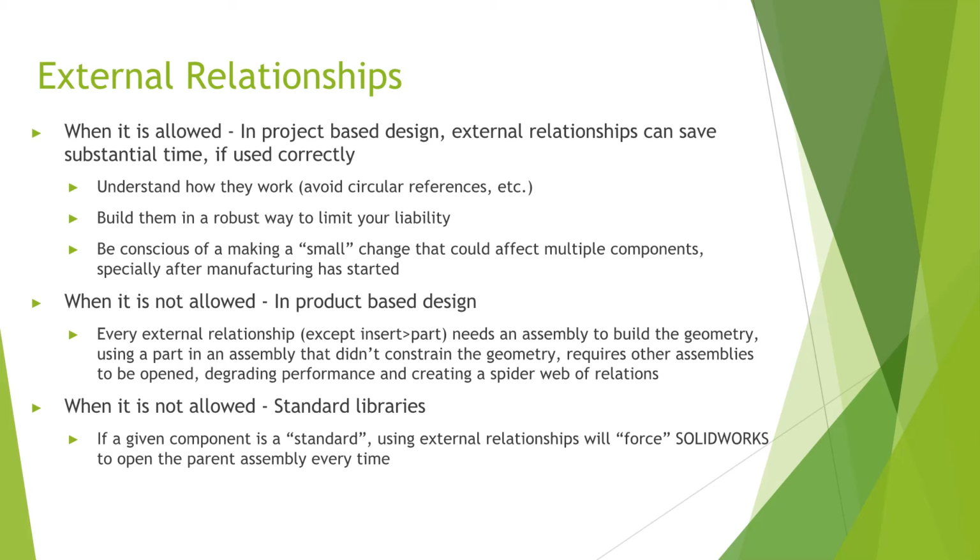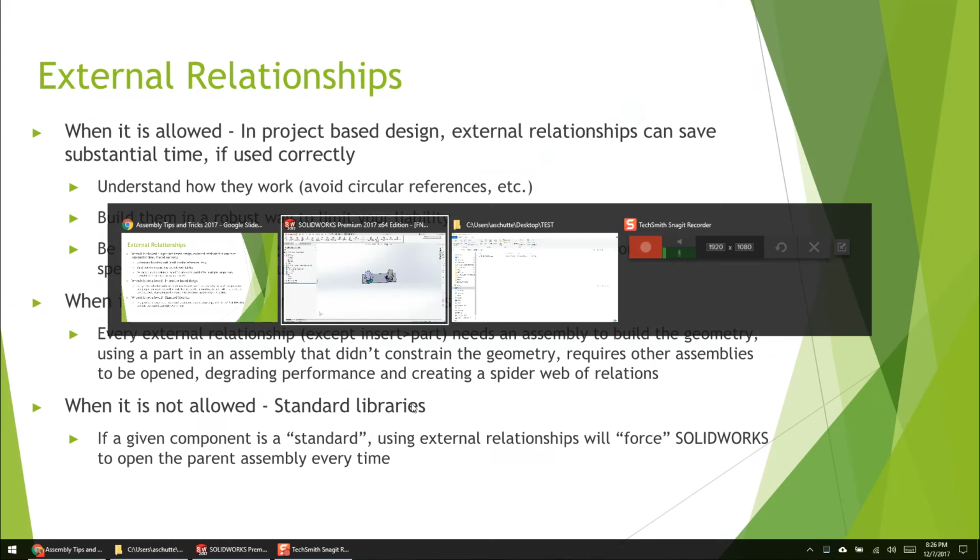And then also when it's not allowed is standard libraries, and this is pretty obvious. If I have one part that I want to use 30 places, I can't say this one part has a hole based on this one assembly, because when I use that part in 30 places, I have to open that assembly all 30 times. Because you're developing that constraint and that relationship.